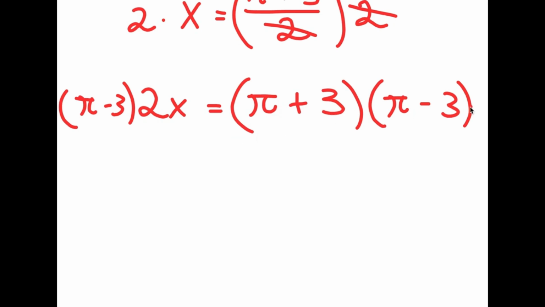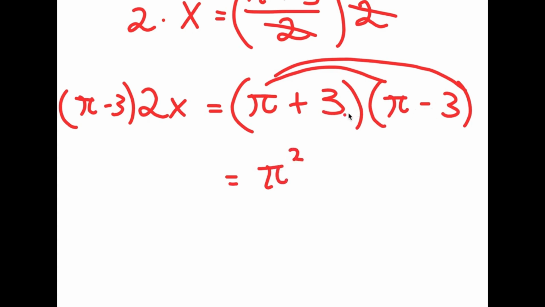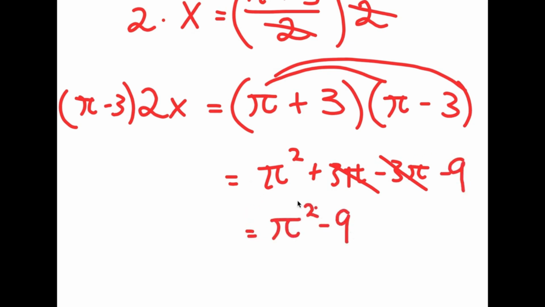Now, pi plus 3 times pi minus 3, I'm going to distribute the pi, so I get pi squared plus 3 pi minus 3 pi, which simply cancel out. These two cancel out. And then I have minus 9 at the end. So I can just say this is pi squared minus 9. And for my left-hand side, I can distribute the 2x, so I get 2x pi minus 6x.